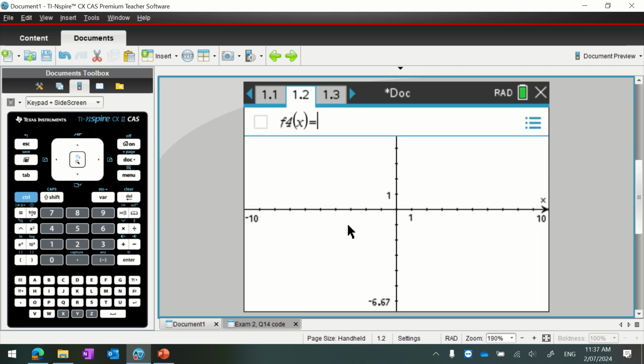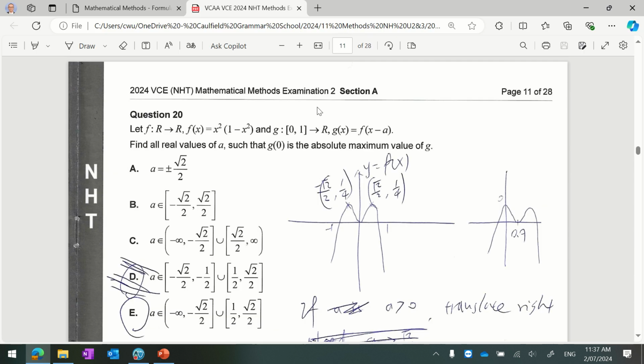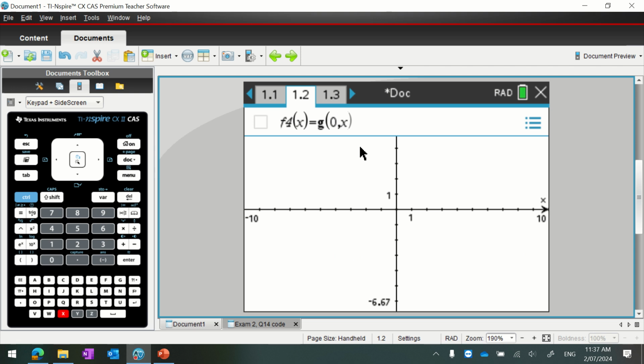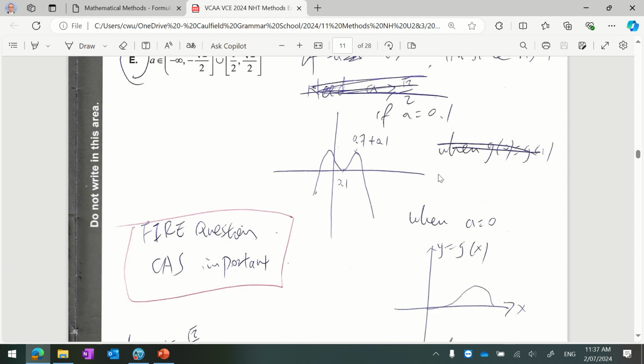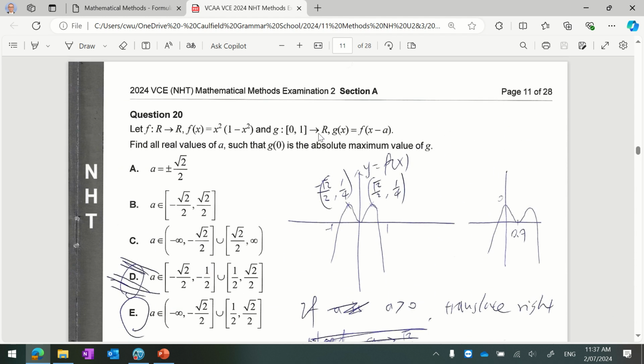Okay, let me start a fresh graph. Let's begin with a equal to 0. That's for f, and I'm doing a equals 0. But here's the key thing to do, and I only realized it after some time: you have to draw the function g with the domain.